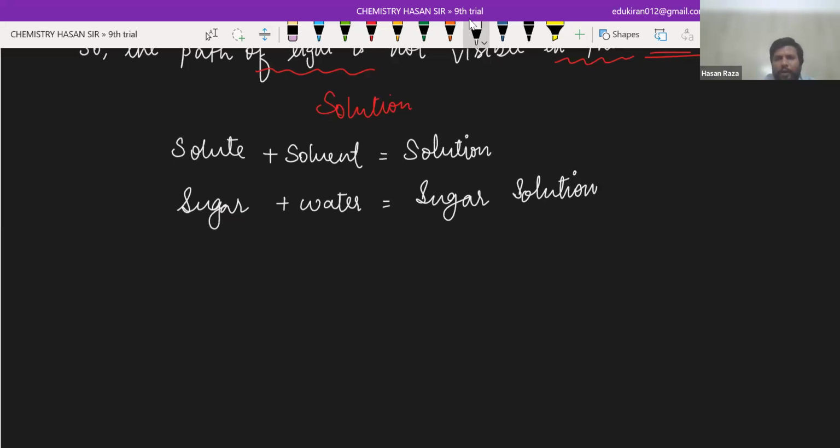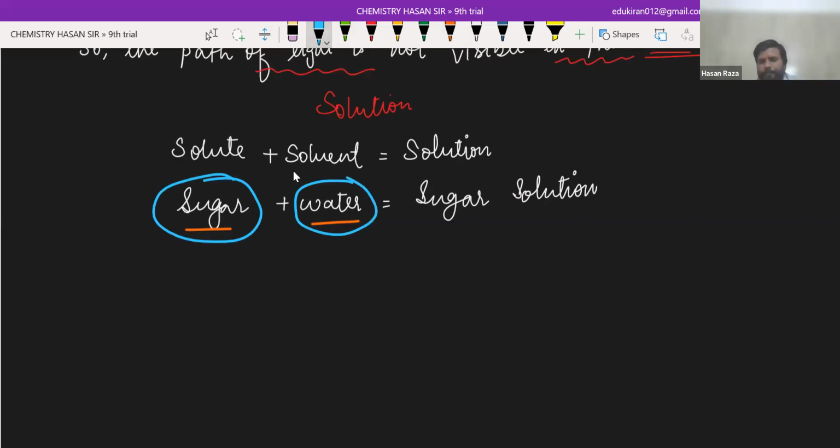Now, can you tell me which one is solute and which one is solvent? How do you decide which one is solute and which one is solvent? The sugar is solute, whereas the water is solvent. Why did you choose sugar as solute and water as a solvent? Because water is the main compound for making solutions. See, basically that is good.